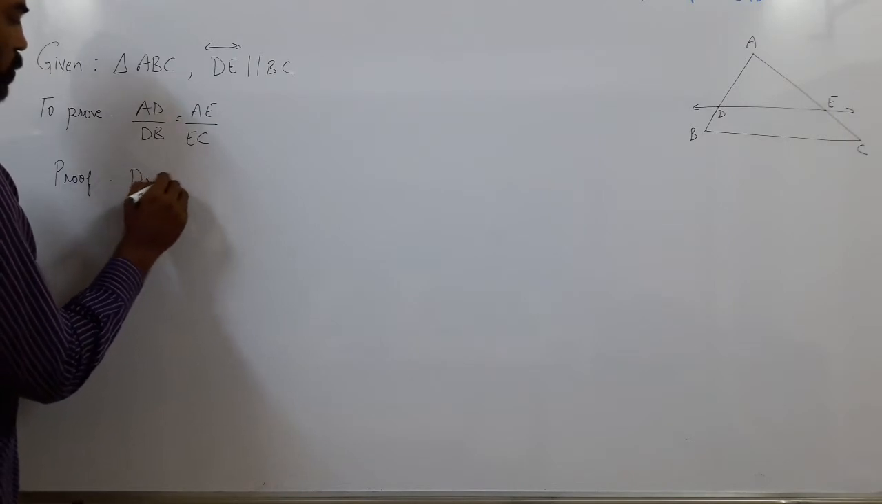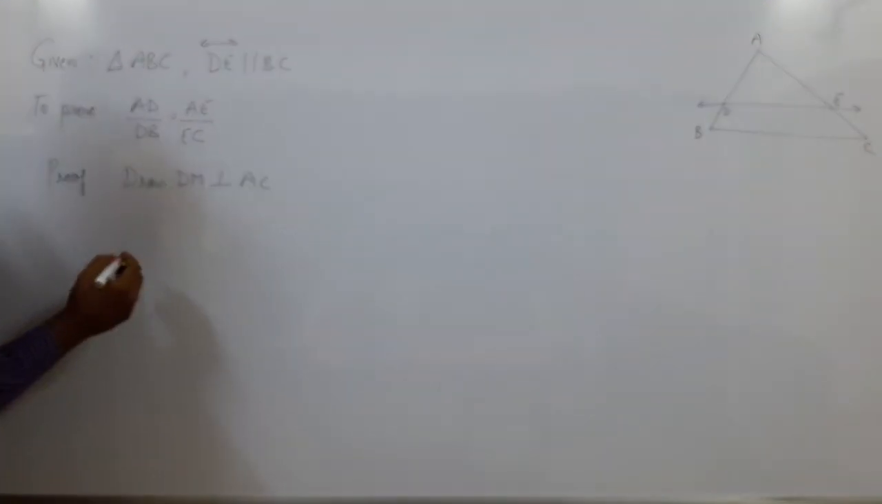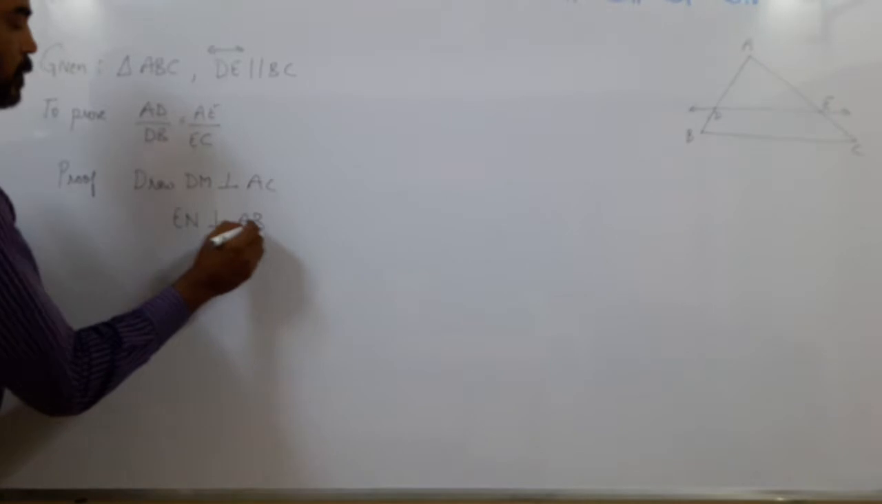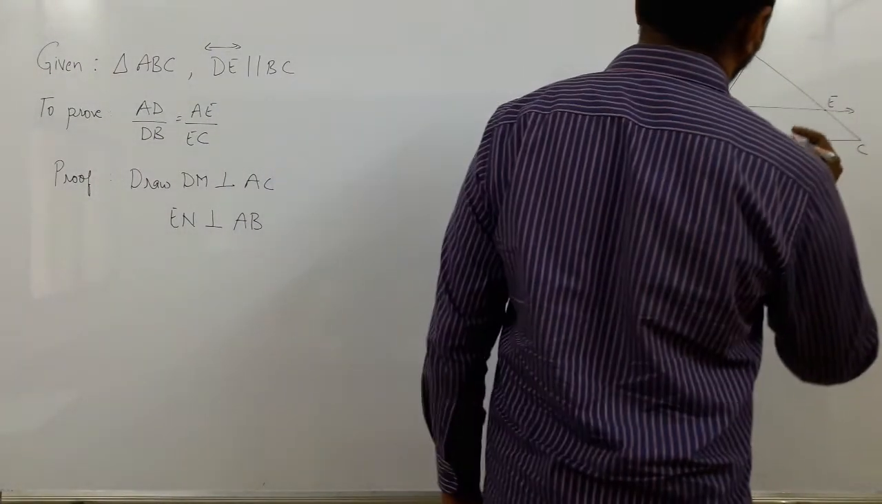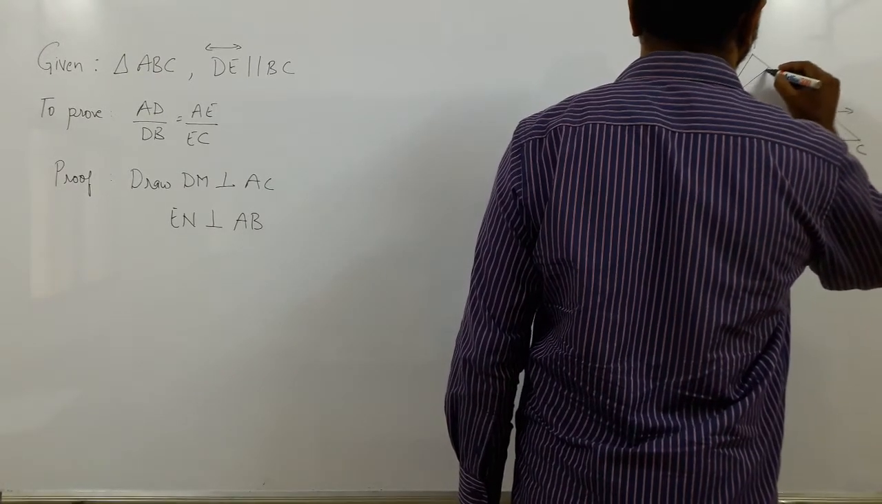Draw DN perpendicular to AC and EN perpendicular to AB. So you have to draw this. What you have to draw? DN should be perpendicular. So perpendicular means making a right angle.